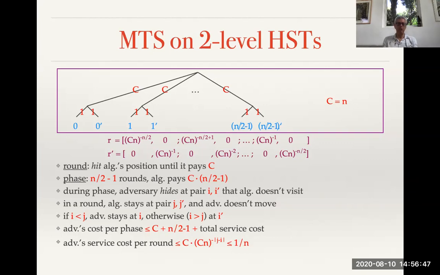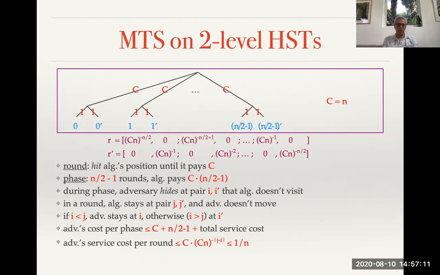And the distance between 2 paired leaves is 1, and the distance between 2 unpaired leaves is a large constant c, which we can think of as c equals n. If you're interested in constants, this is not the ideal choice, but one can think of this choice here if we're only interested in asymptotics.